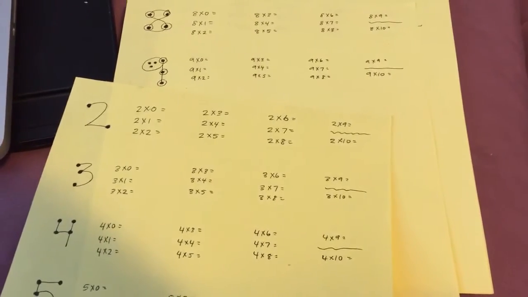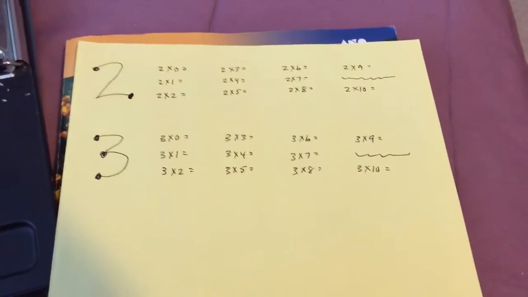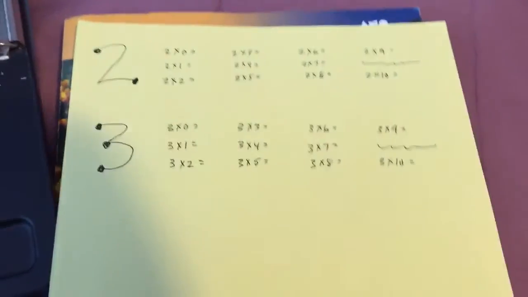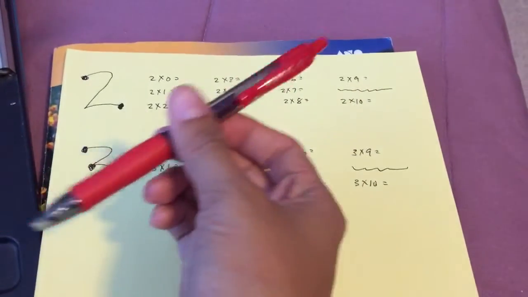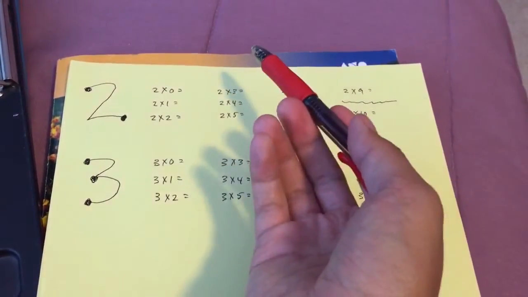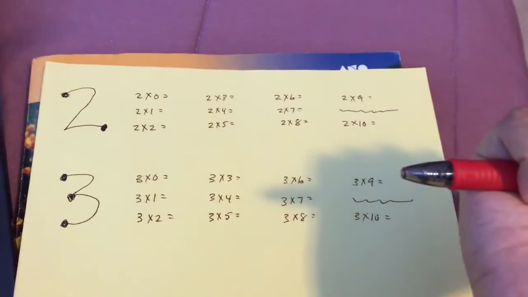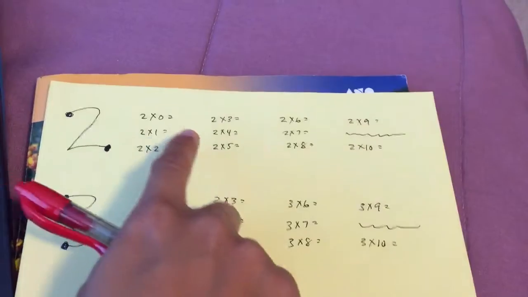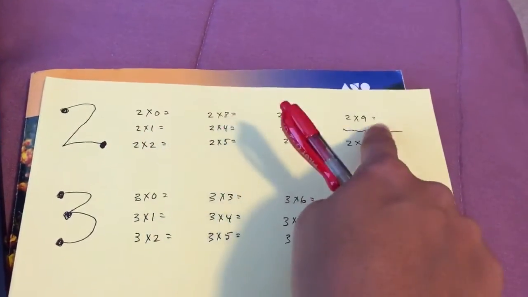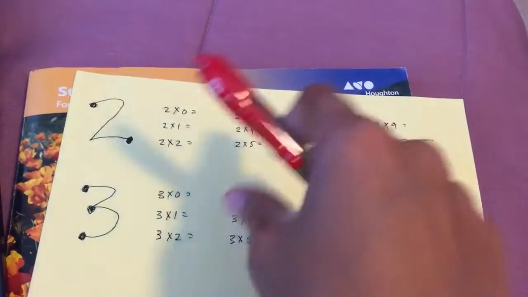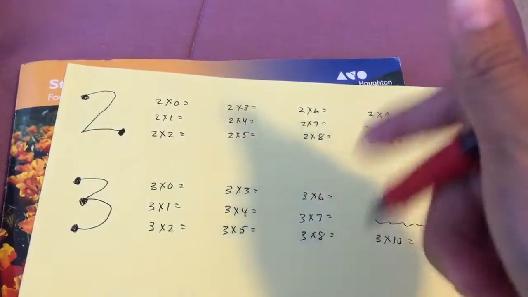Okay, now for the next step, we're going to be using our different writing utensil. In my case, I'll be using a red pen, but you can use a pencil, and that way you'll be able to erase if you do make a mistake. And what we're going to do is fill in all of these math facts, starting with the 2's, and then we'll repeat the same process for the 3's and so forth.